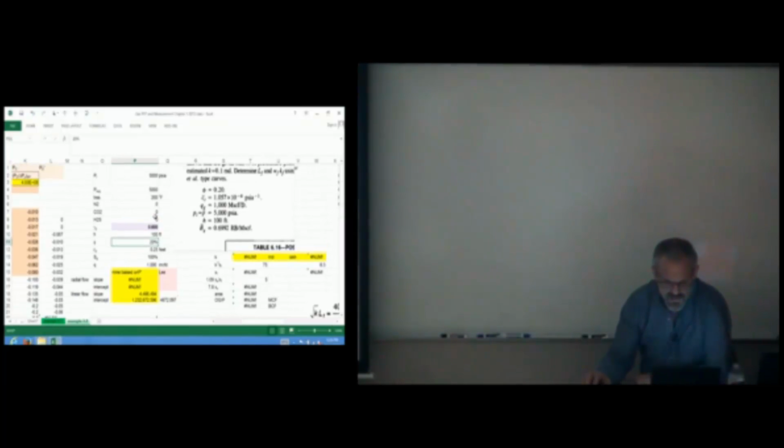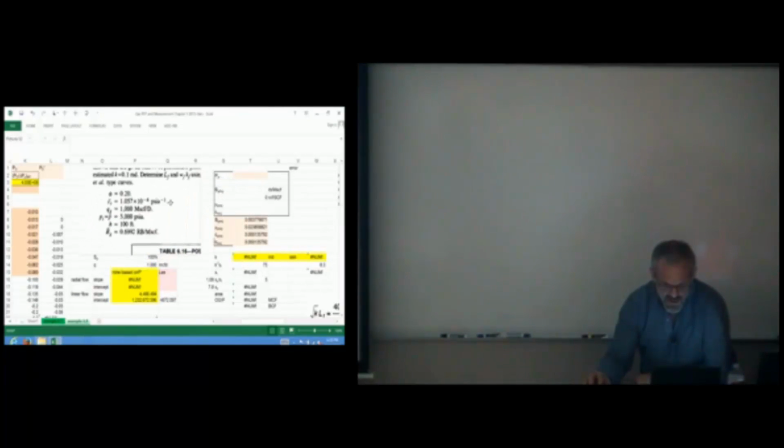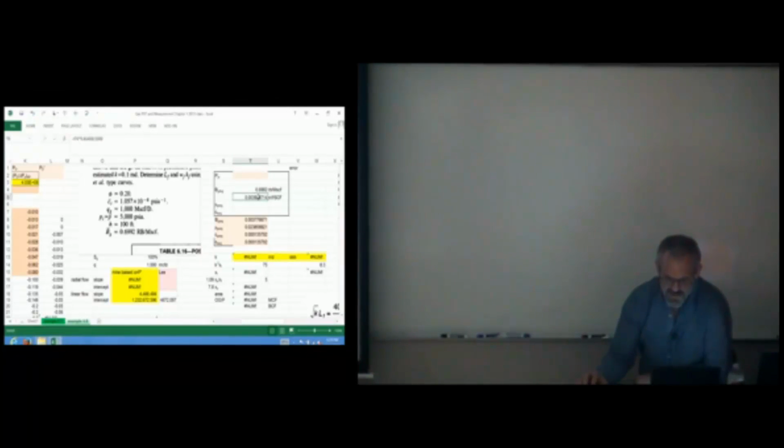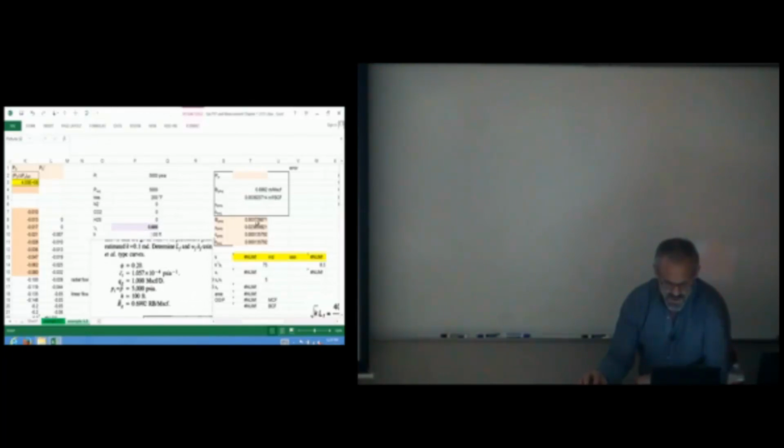I know on the next page, but let's get this stuff in here right now. They're giving me a B sub G in reservoir barrels per MCF, 0.6992. This is a good number to work with. And that gives me it in the units I like, okay? And then my B sub G is going to be a function of temperature, pressure, gas gravity, and composition.